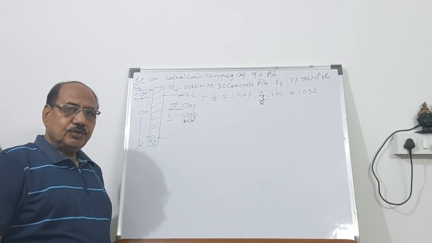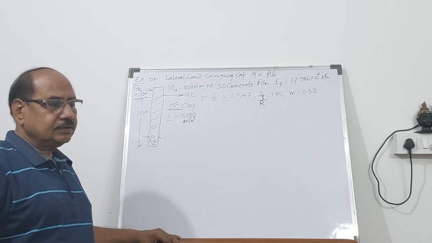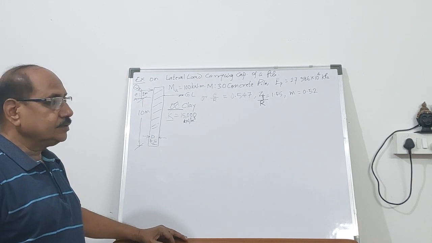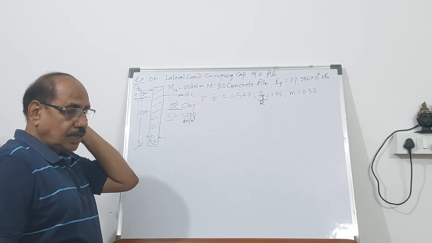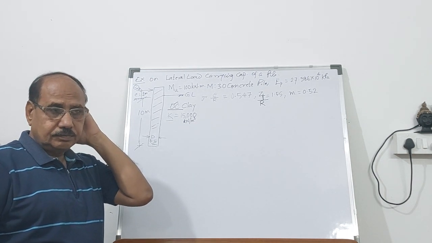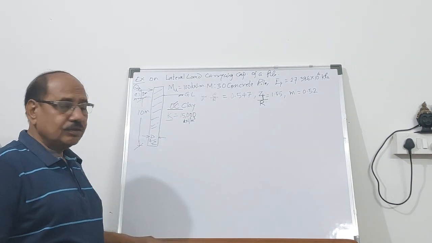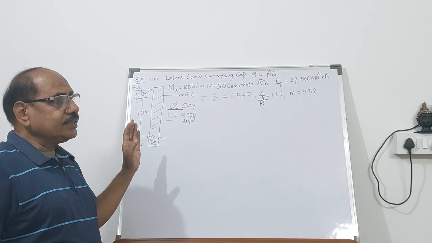In the last video I explained to you how to calculate the lateral load carrying capacity of a pipe using the IS code method. IS 2911 can be used for calculating the lateral load carrying capacity of a pipe. Let us take one example.